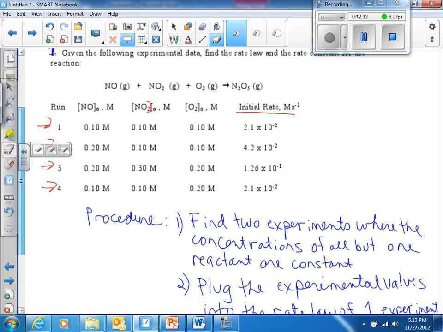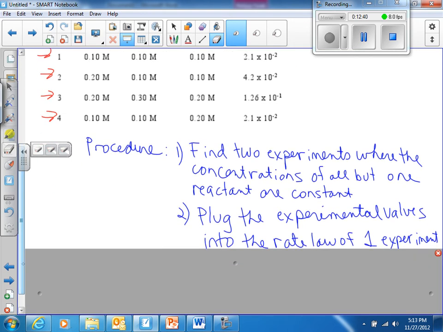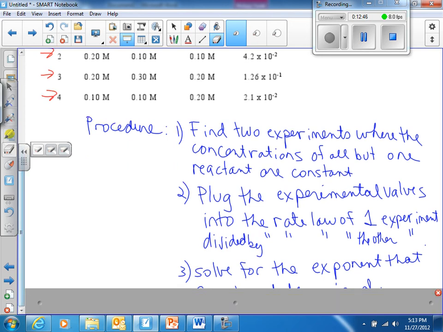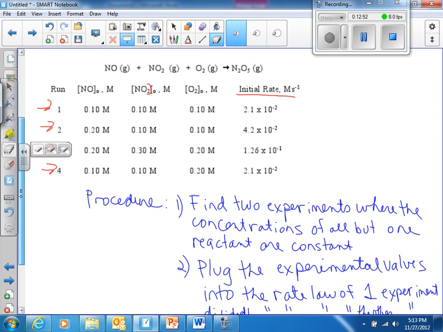You have to find 2 experiments where the concentrations of all but one reactant are constant. Then you plug the experimental values into the rate law of one experiment divided by the rate law of the other experiment. And then you solve for the exponent that can be determined. Let me show you what that means. It looks a little odd.